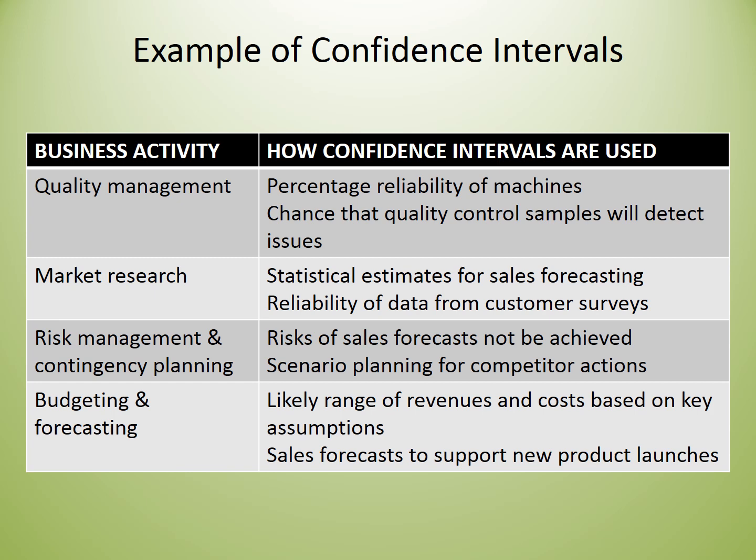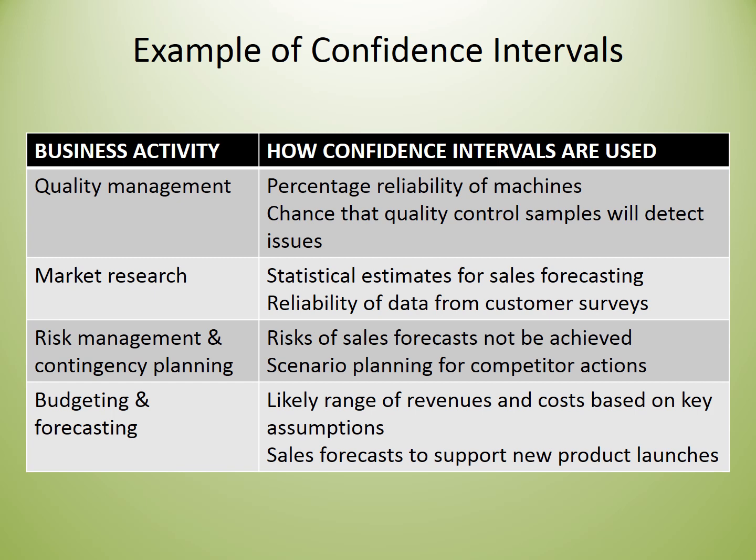Then there's risk management and contingency planning, so again going back to operations. What are the risks of the sales forecast not being achieved? What is our scenario for planning if there are new competitors coming into the market? And then of course, an important one is our budgeting and forecasting.